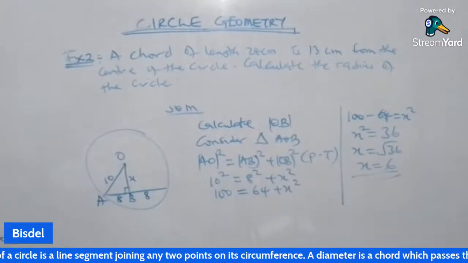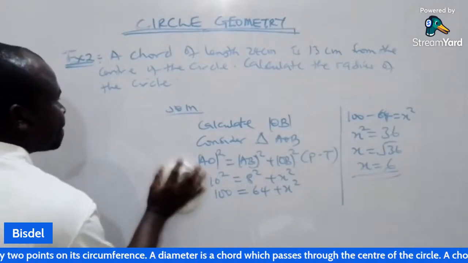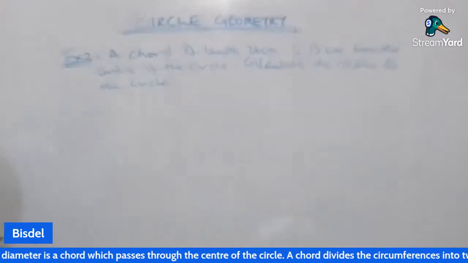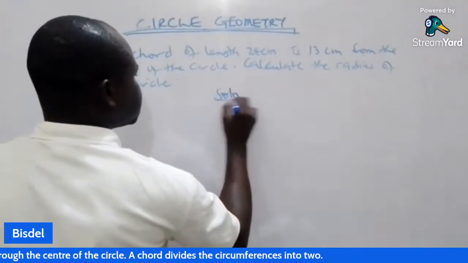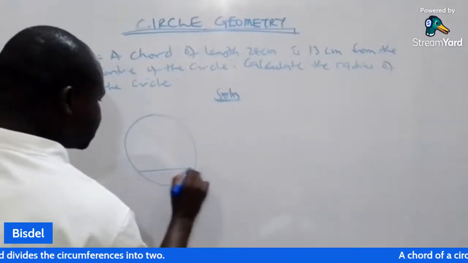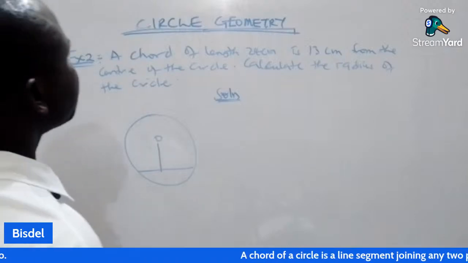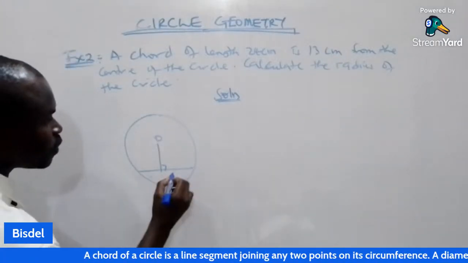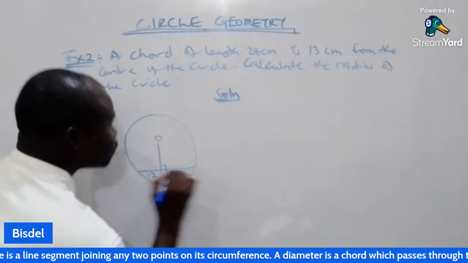Still the same thing. We go ahead and apply the first theorem. So what is the first theorem? It says that a line drawn from the center of the circle to a chord divides the chord into two equal halves and makes angle 90 at that point. So in this case now, let's sketch a chord and the center from the chord. Let's say this is O. A chord of length 24. So if the whole length of this chord is 24, then this line divides the chord into 2. So it becomes 12, 12.